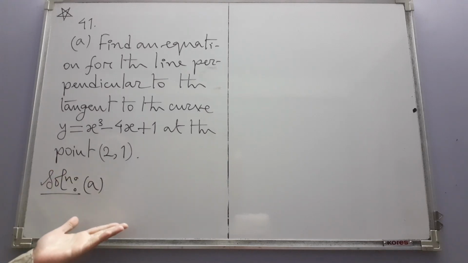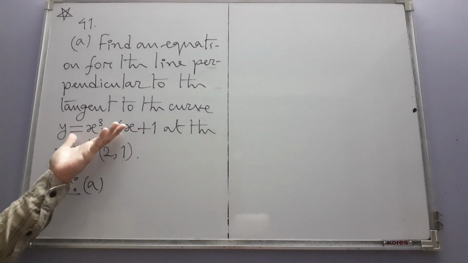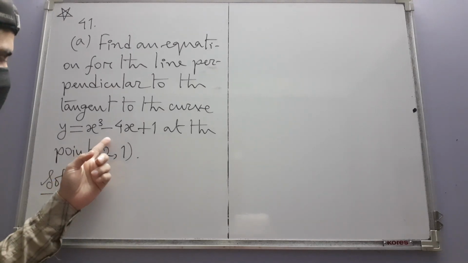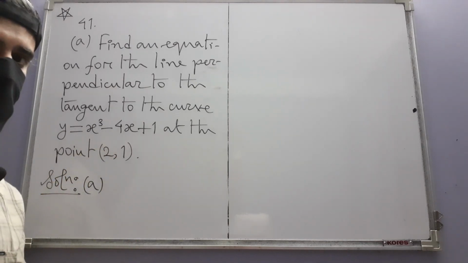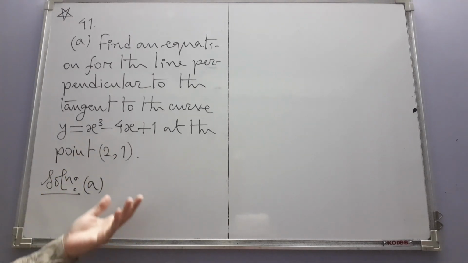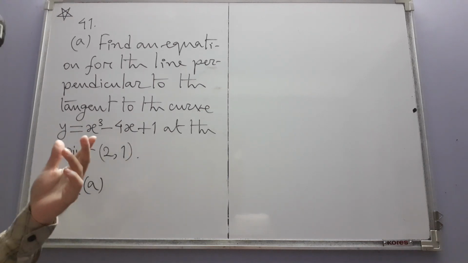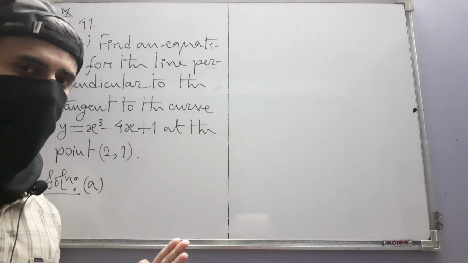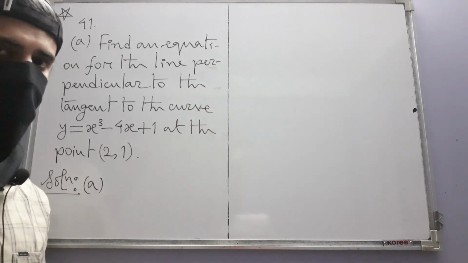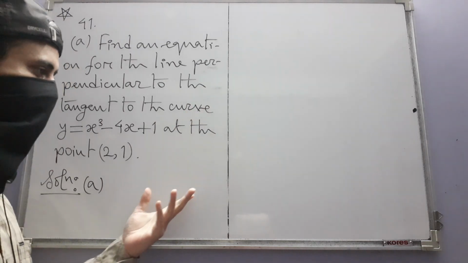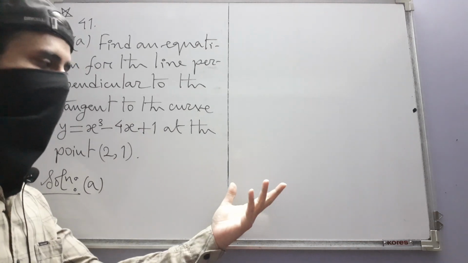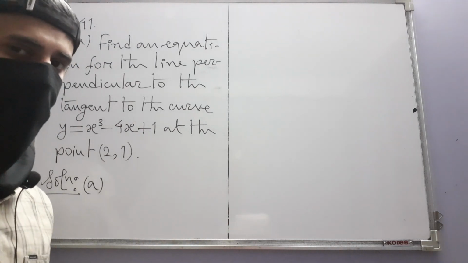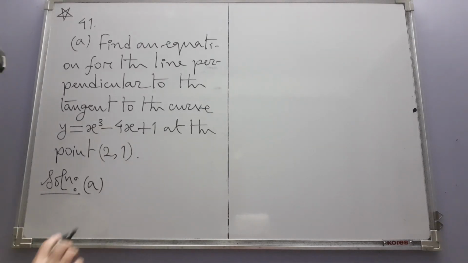So what we can do, of course, first of all, let's differentiate this y with respect to x, and that will give us the slope of the tangent at the point x comma y, and then we will find the slope at this point, and then we will figure out the slope of the line perpendicular to this tangent. You know how to find, if you are given the slope of a line, the slope of another line which is perpendicular to this line. So let's find the slope first.